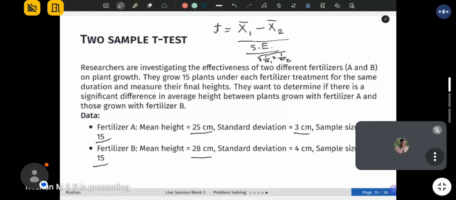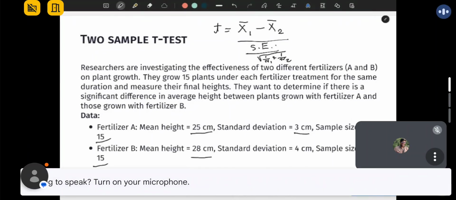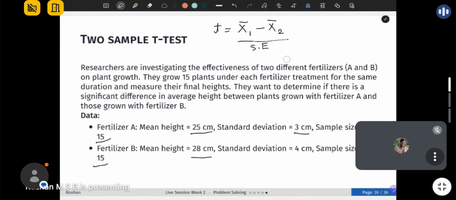Is this correct? The denominator should be the standard error times the square root of 1 by n1 plus 1 by n2. Yes, the standard error should be multiplied, not divided. And how do you calculate the standard error in this case?